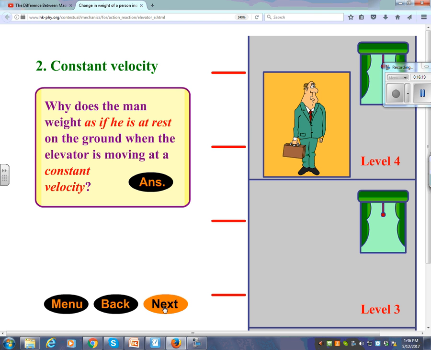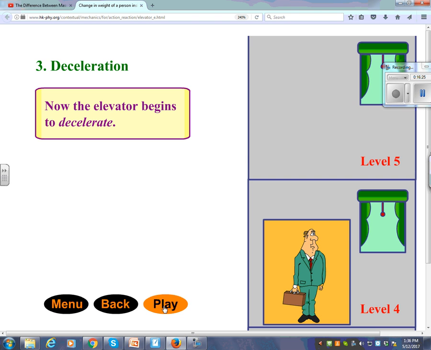Okay, what's the third stage? When he's getting near the top, what's the third stage? Deceleration. Now he's going to weigh... See, we didn't talk about this. As we get to the top of the CN Tower, how do you feel? Lighter.